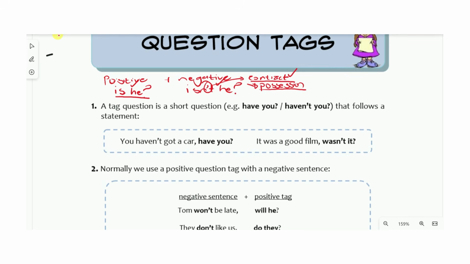However, we are more interested in formulating contractions in such a way that we end up having a negative question tag. Now, if the statement is positive, the question tag becomes negative, and if the statement is negative, the question tag becomes how? Positive. So we have distinguished between a positive and a negative question tag. But now we have to learn how to formulate them using various statements, and we are going to have multiple statements that we are going to use to formulate question tags.